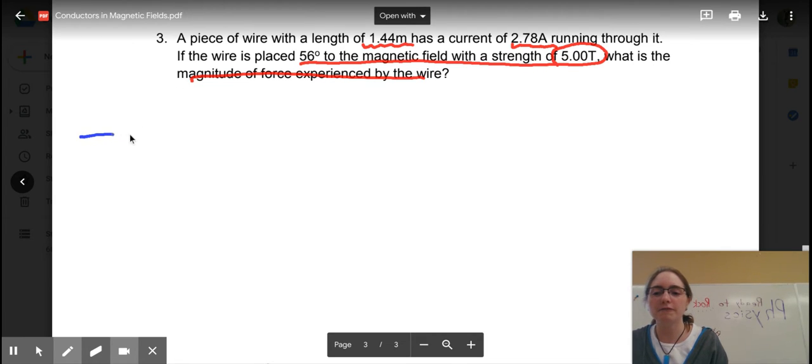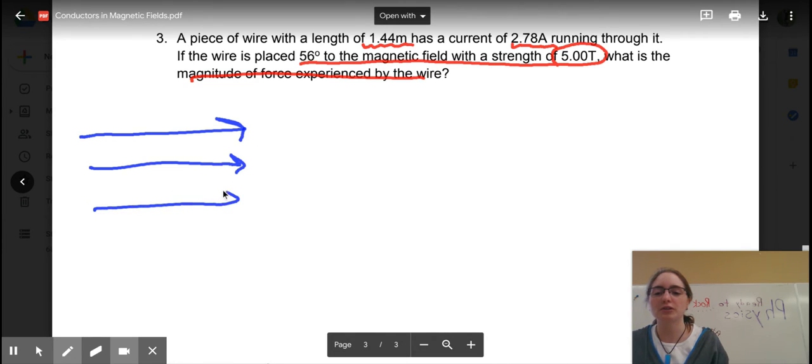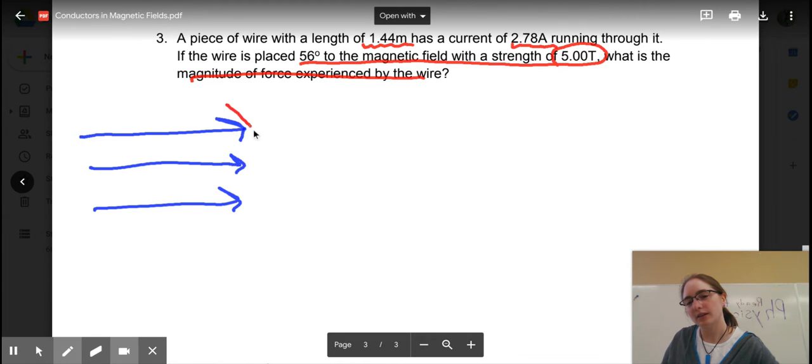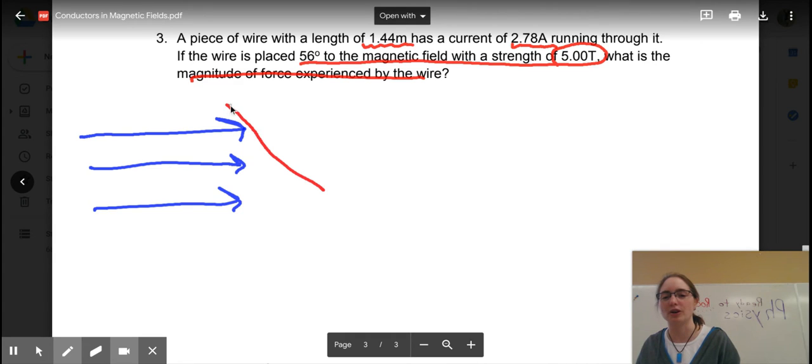So if my field is going like this, here's my magnetic field going like this, and let's jump back over to red, and my wire is going to be like that. This is really not turning out very well. It's really hard to draw here, guys. That's supposed to be a straight wire. Bear with me. Okay, and it's at 56 degrees.